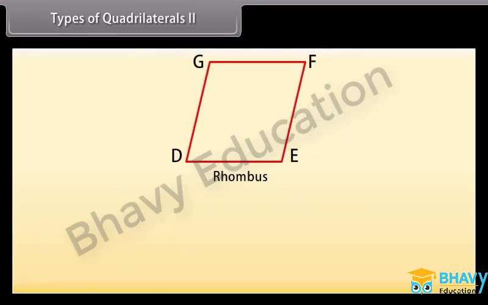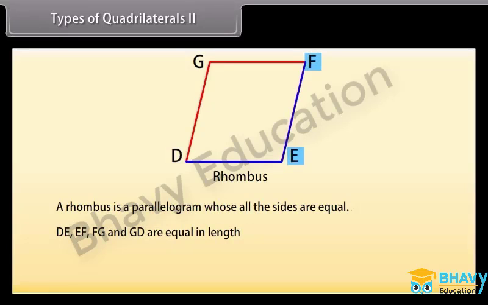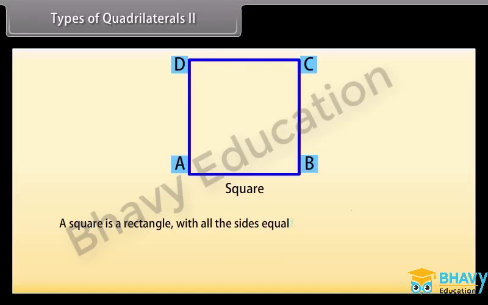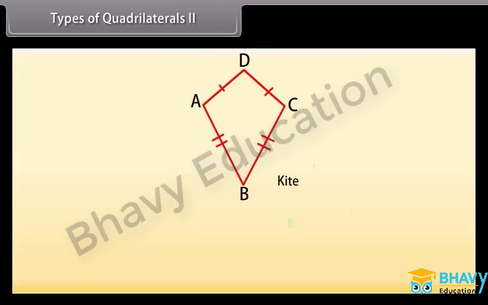Next is rhombus. A rhombus is a parallelogram whose all the sides are equal. Here lines DE, EF, FG and GD are equal in length. So DEFG is a rhombus. Look at this figure now. This is a square. A square is a rectangle with all the sides equal. ABCD is a square.